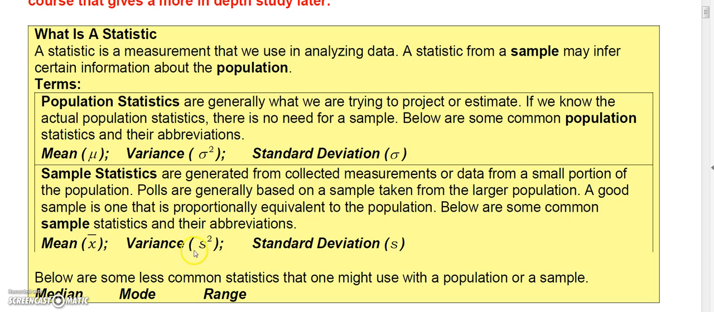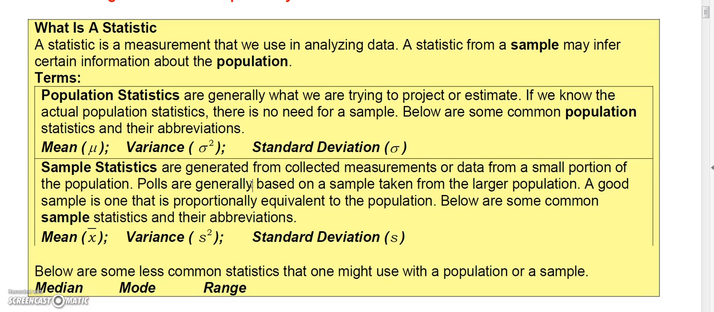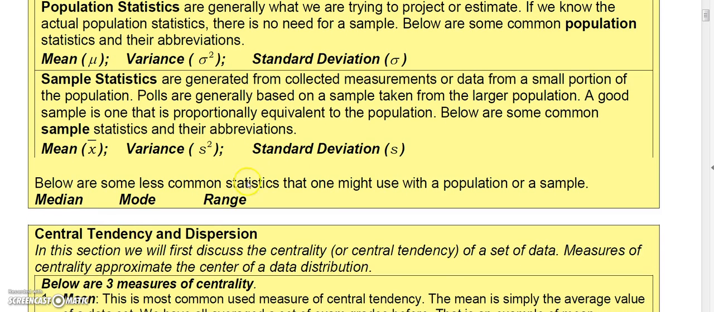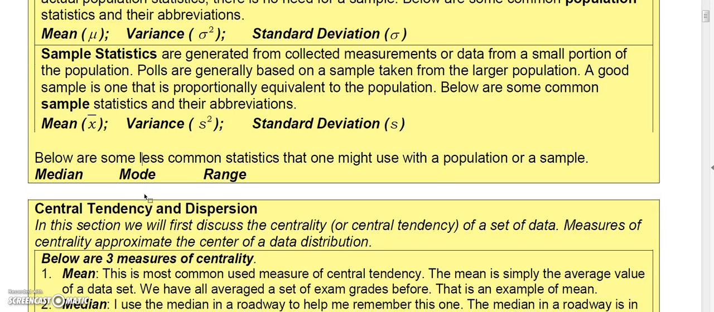And then for sample statistics, the sample mean uses the letter x with a bar over it. Variance uses s squared, and standard deviation uses s. So you can see that the variance and standard deviation of the sample looks similar to the variance and standard deviation of the population, except for the type of letters they use. And then some less common statistics that we'll talk about are the median, mode, and range.